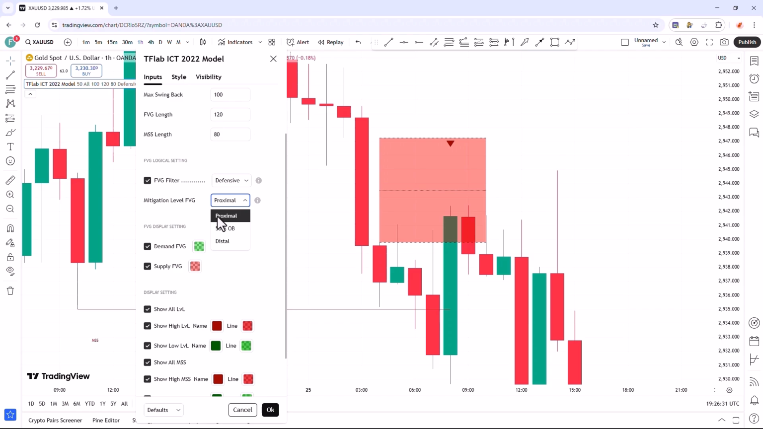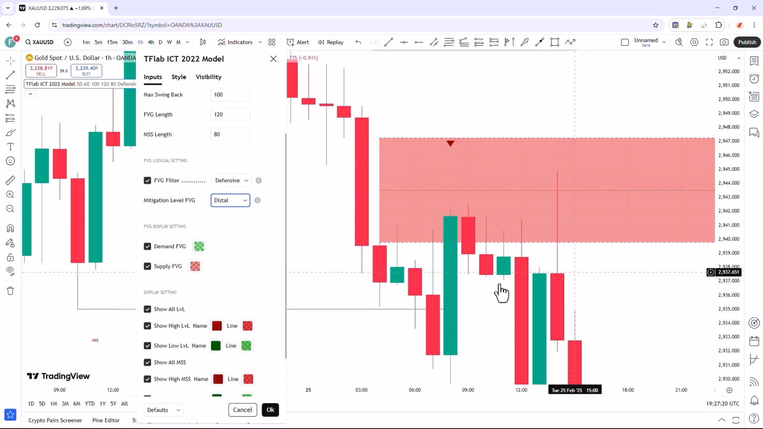If you select the proximal mode, it considers the closest level to the price, and if the price reaches the FVG level, it considers the FVG as mitigated and cleared. If you select the 50% mode, it considers the 50% level of the FVG, and if the price reaches the 50% level, it identifies the FVG as mitigated. And if you select the distal mode, it considers the farthest level from the price for consumption, such that the price must consume the entire FVG level to be identified as mitigated.